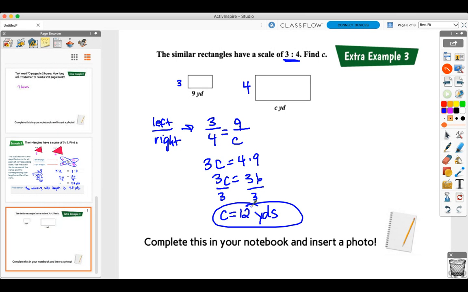12 yards. All right, I hope this helped you with solving word problems with proportions.